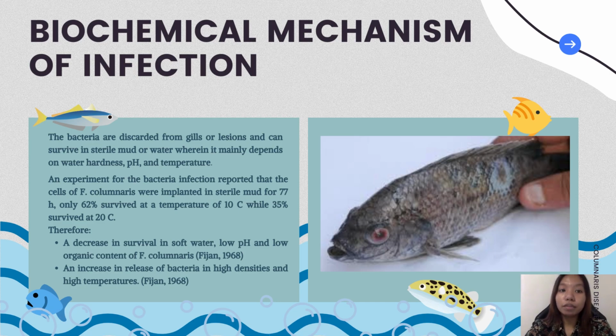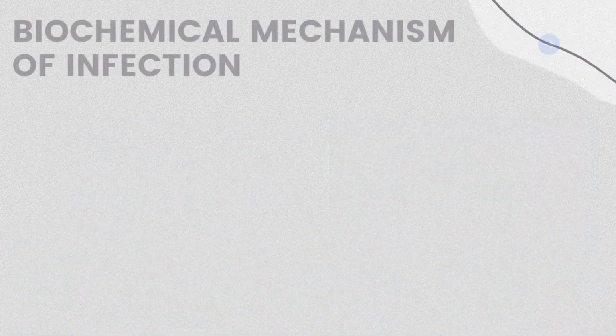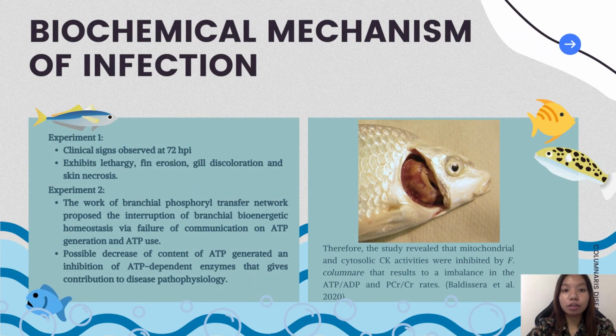The fish serves as the primary reservoir, and the bacteria are shed from lesions or from gills, only sometimes by some fish, but several times by others. High temperatures and densities favor increased release of bacteria. In an experiment, clinical signs of disease were observed at 72 HPI, manifesting as lethargy, skin necrosis, fin erosion, and gill discoloration.